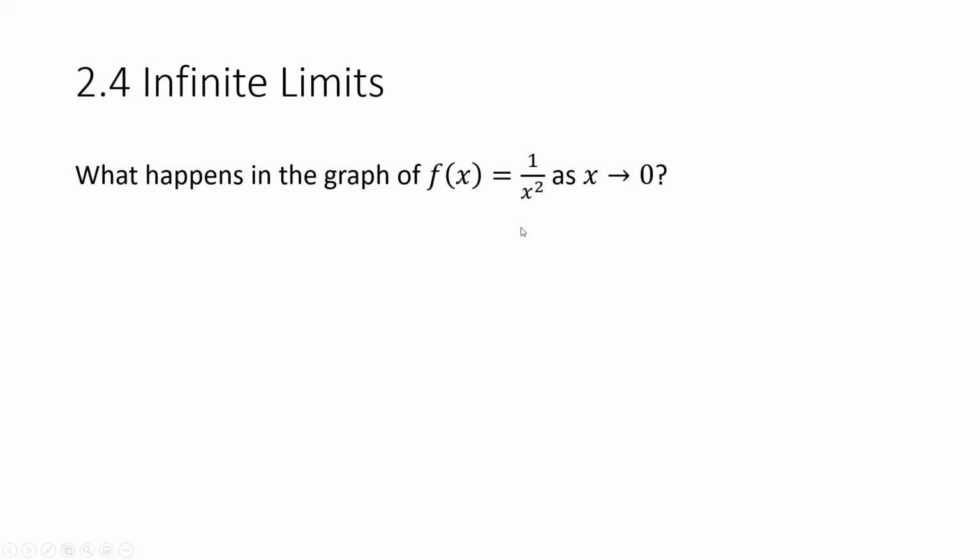Over 0 is something undefined. But what happens as I get closer and closer to 0? Well, you can think of it in a couple ways. One way is to think of it in a table of values. You can look at a table of values to get an idea of what happens here. If x is approaching 0, we can look at what happens as x closes in, gets closer and closer to 0.